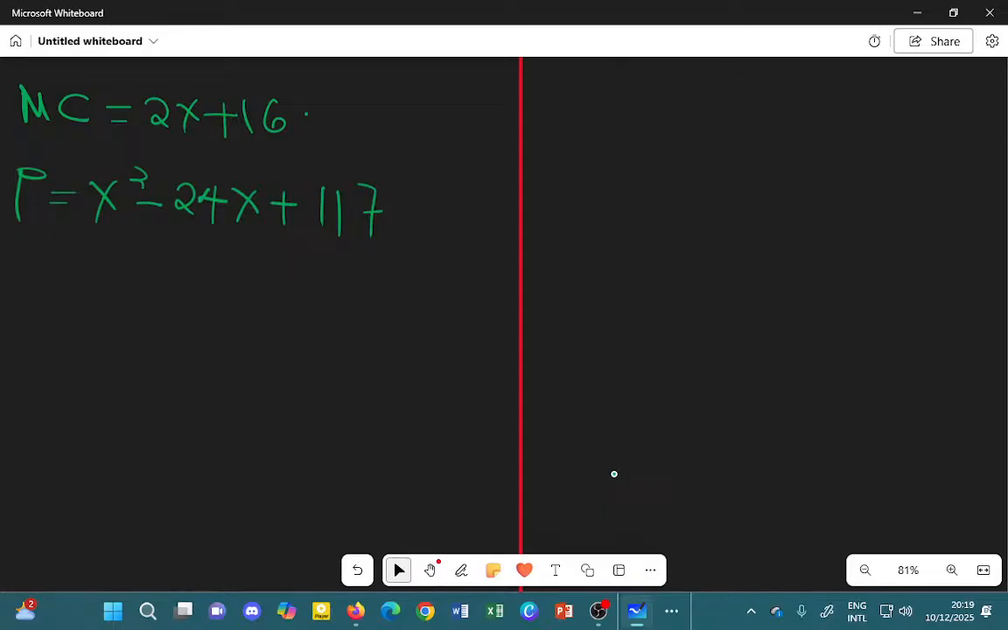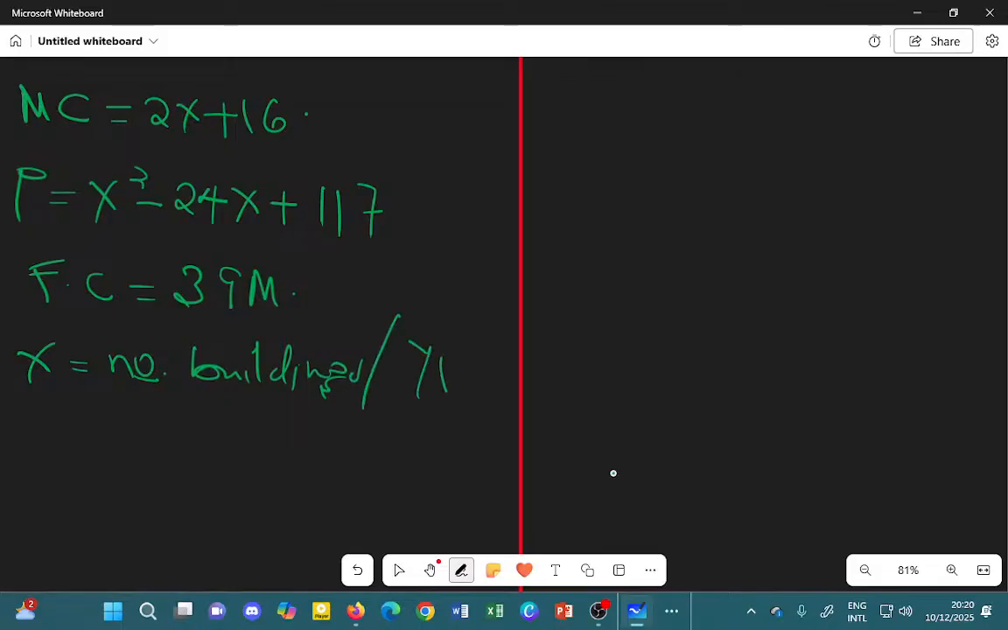And again, that's what we have, and we are given the fixed cost. Somewhere along the equation, we are given the fixed cost, which I'll just refer to as FC. It's given to be 39 million shillings. So X here is the number of buildings per year.